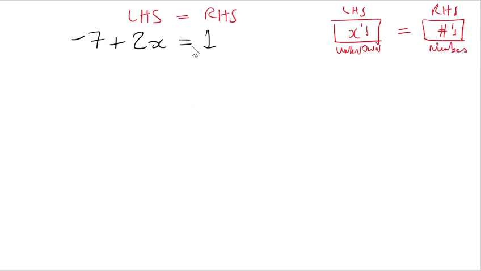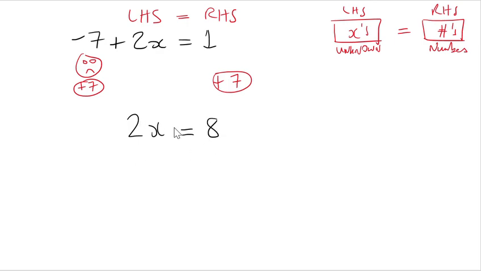So looking at the left-hand side, I've got a number, which is supposed to be on the right-hand side. So I need to get rid of that minus 7. How do I get rid of it? I'm going to add 7 to that whole side. When I do that, I'm left with 2x. And if I add 7 to the left, I must add 7 to the right to balance it out. Add 7 on the left, add 7 on the right. I've now got 8. So 2x is equal to 8.